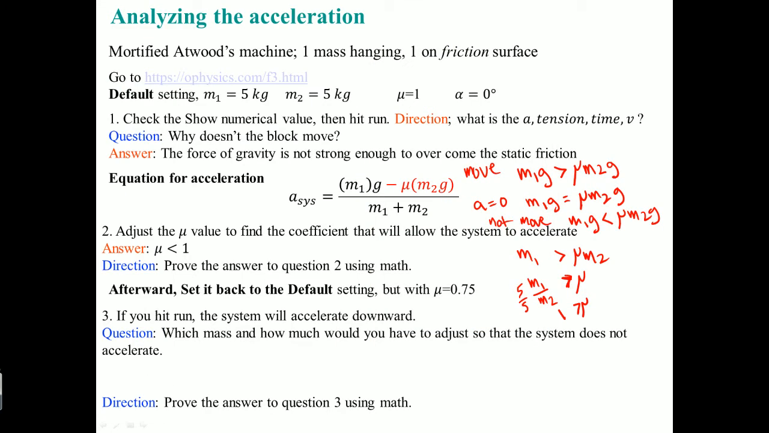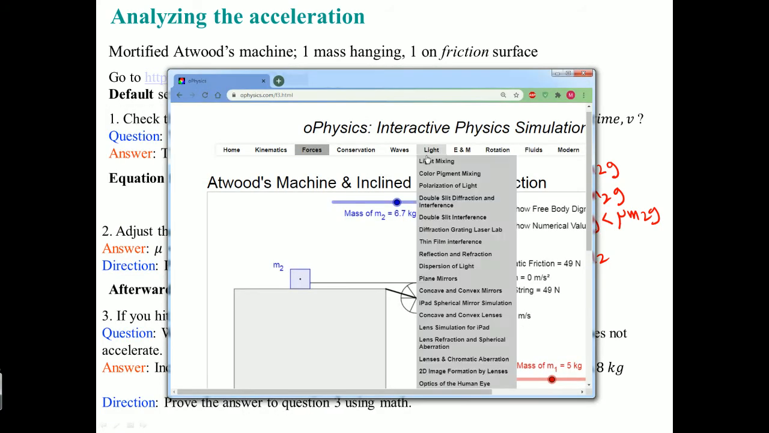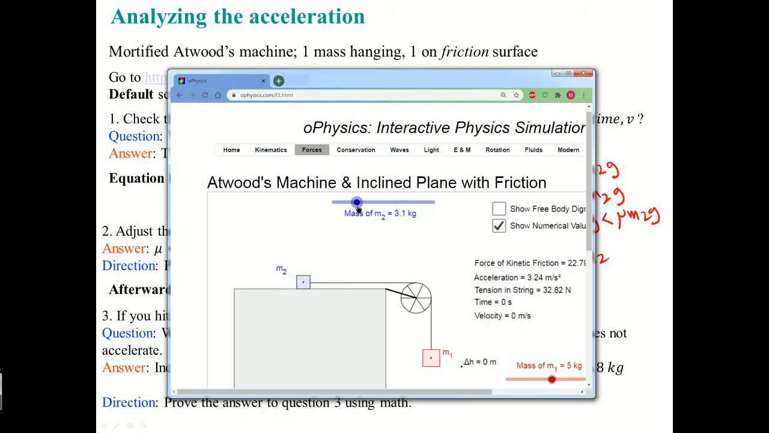So it doesn't move. Here, I increase mass 2 because that is what affects the force of friction, and let m2 be any value greater than 6.8 kilograms. So that's what we have here. Anything else? And so for it to not move.